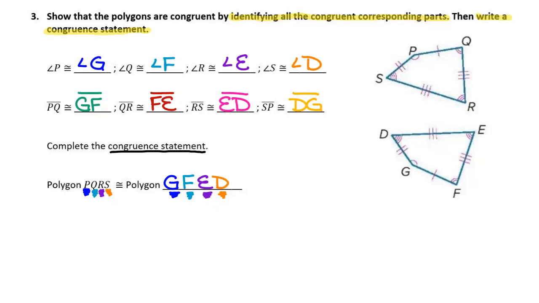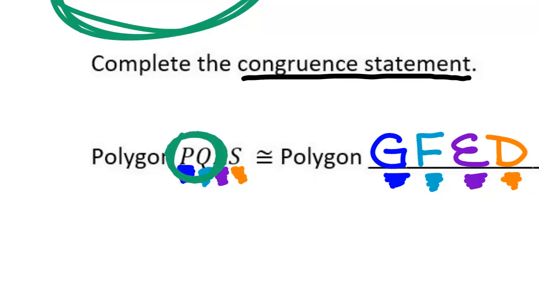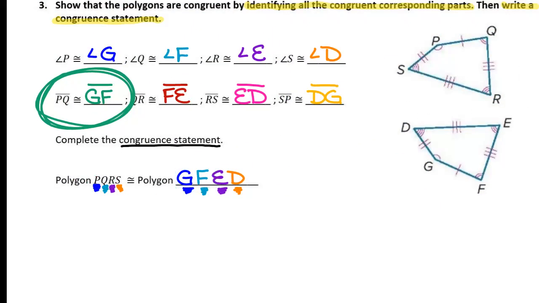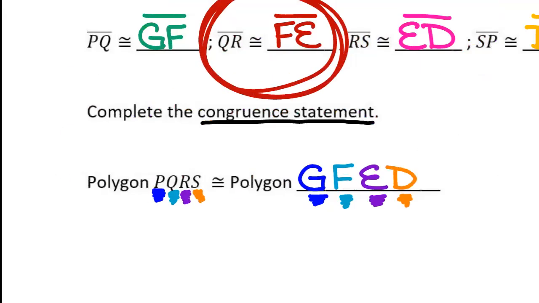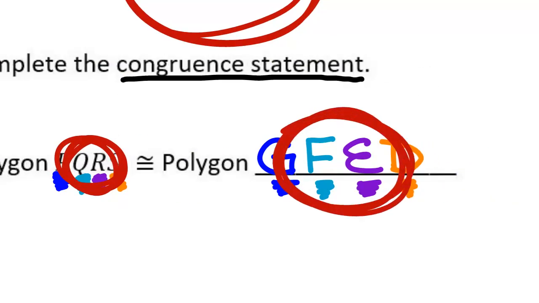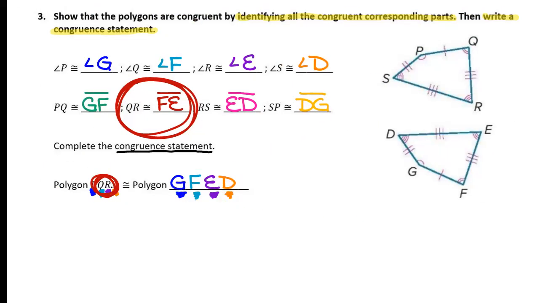But remember, this doesn't just match up my angles. This will also match up my corresponding congruent sides. Do you remember back here when we said that PQ and GF were congruent? PQ, first two letters. GF, first two letters. We've matched up those corresponding segments. And then we said that QR and FE are congruent. QR are the middle two letters, and FE is the middle two letters here. So we've matched up our corresponding congruent segments there.